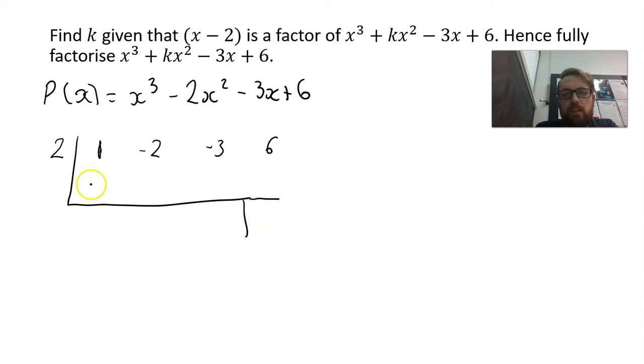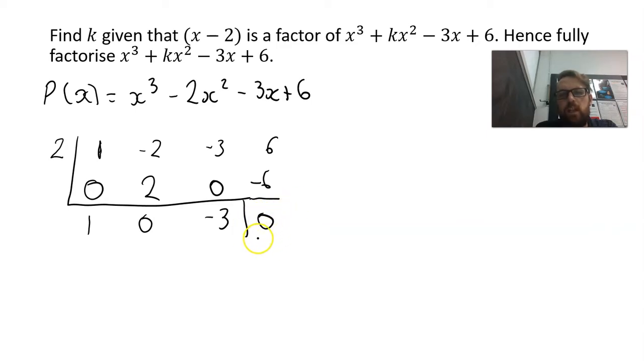So the first thing we did with synthetic division was put in a 0 there. So we went 1 plus 0 is 1. Then we did 2 times 1 is 2. And we just kind of repeated that process. So -2 plus 2 is 0. Then we did 2 times 0 is 0. -3 plus 0 is -3. -3 times 2 is -6. 6 and -6 makes 0. So that's good because we've got a remainder of 0, which we knew we had to.